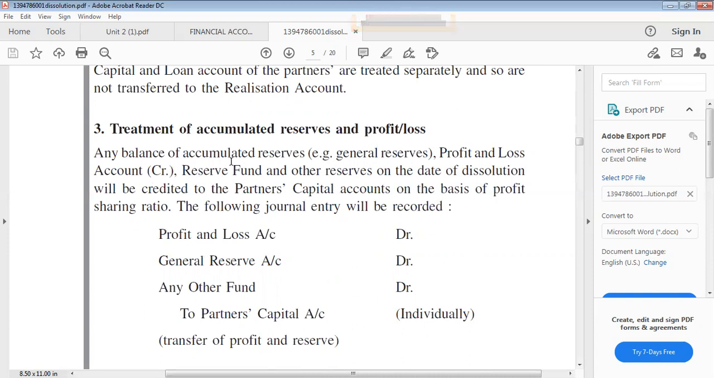Any balance of accumulated reserves, for example, general reserves, profit and loss account, reserve fund, and other reserves on the date of dissolution will be credited to the partner's capital accounts on the basis of the profit sharing ratio. Right. Following journal entry will be recorded.